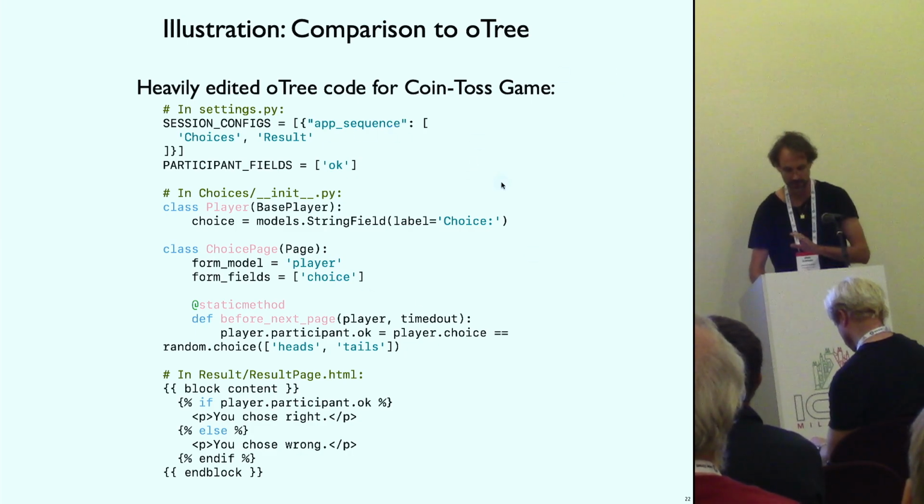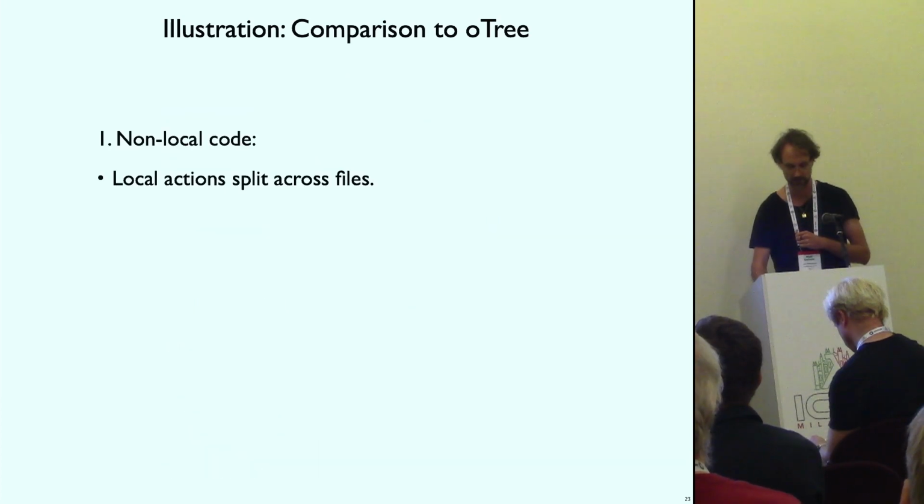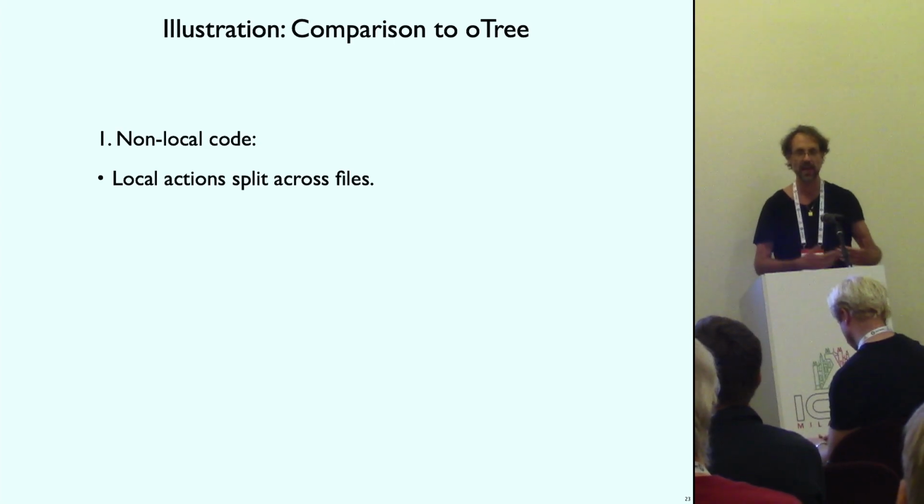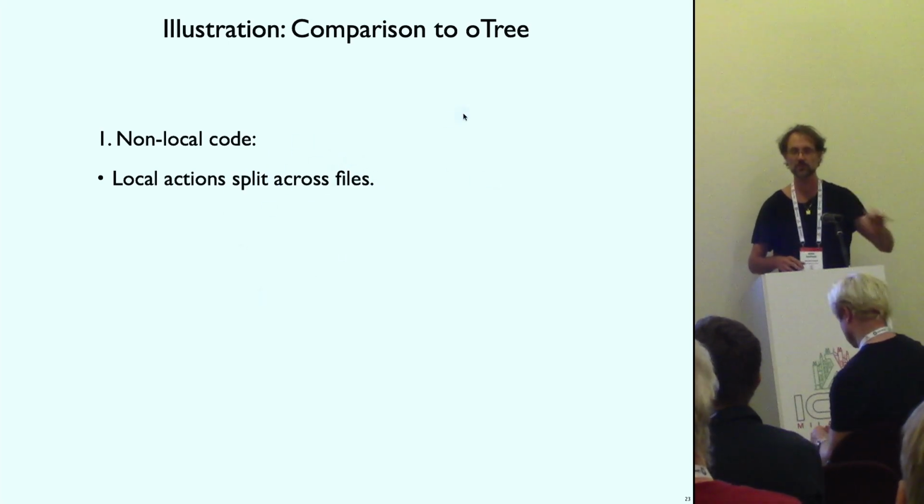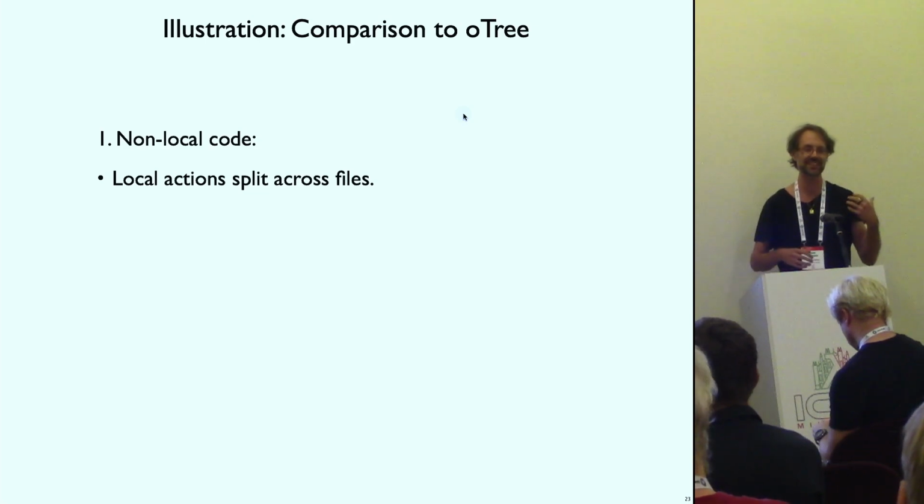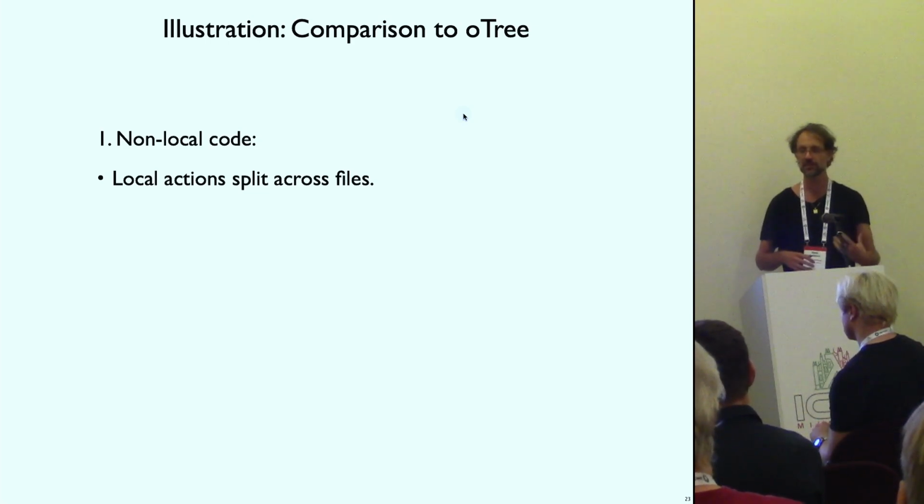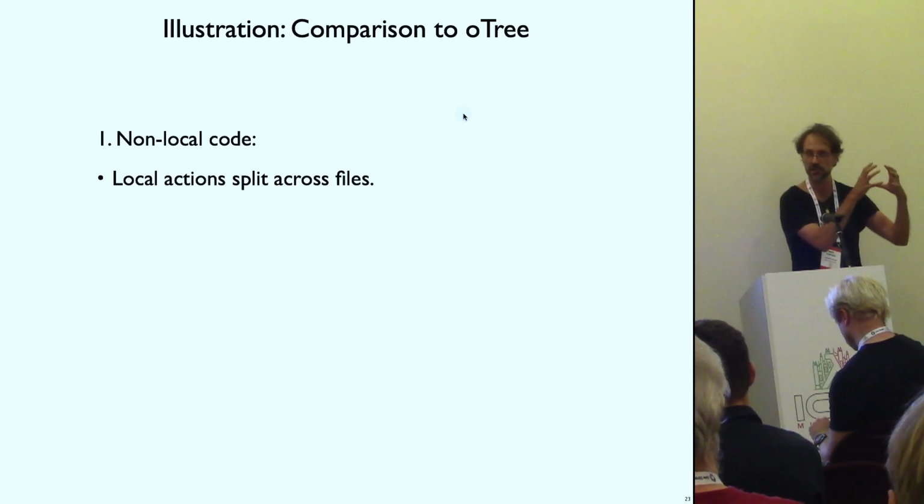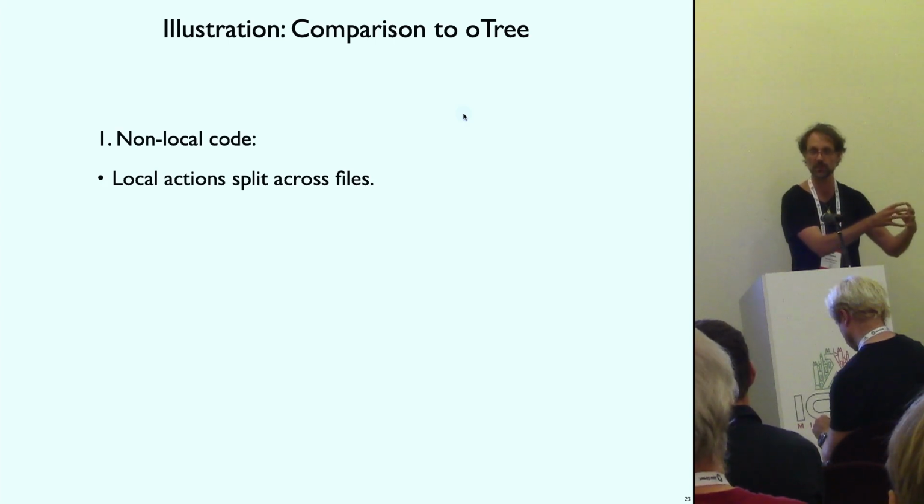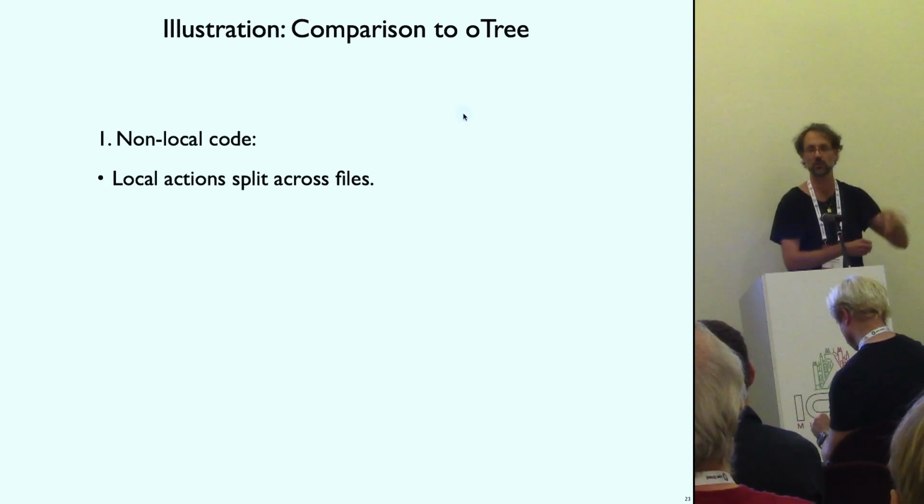So you already see here some bad features of it, which did get on my nerves when I was using O-tree, especially having a background in functional programming. First, the code is very non-local. You have to split it up across many files in a way that is kind of unnatural from the point of view of a study creator who thinks of it as, this is actually local information, I would like to deal with it here, but the software forces you to split it up.